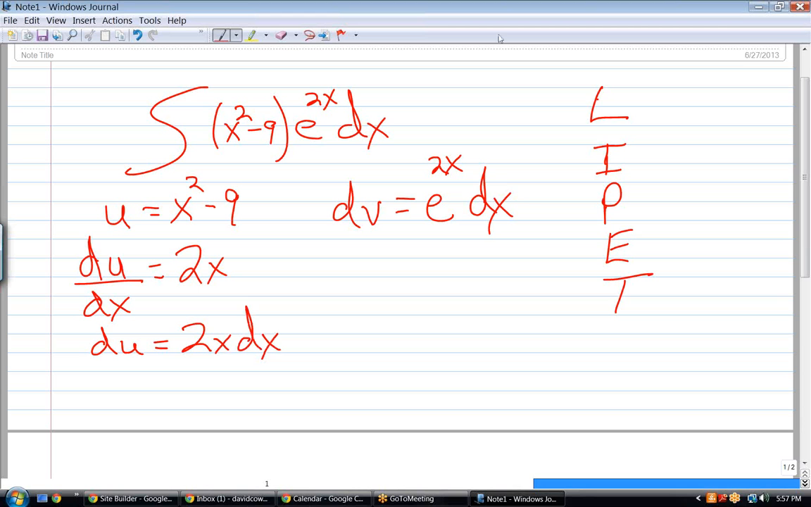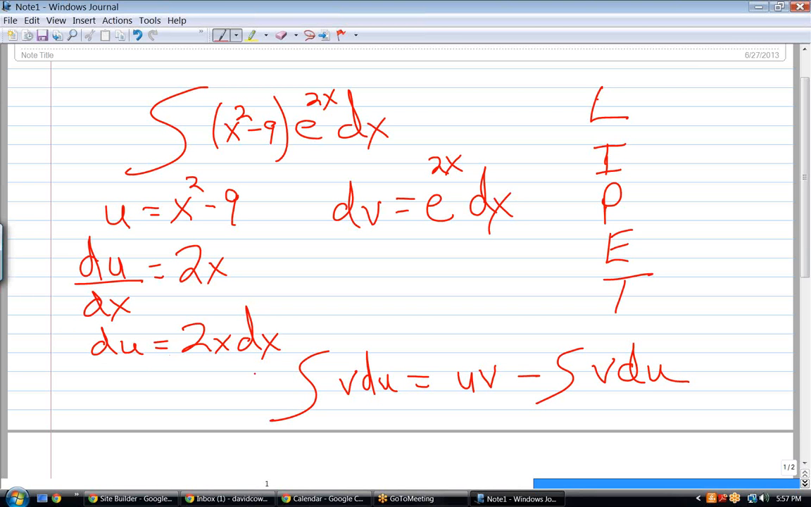What's the formula for the integral of a product? In other words, we're looking at the integral of u dv is equal to what? uv minus the integral of v du. Okay.